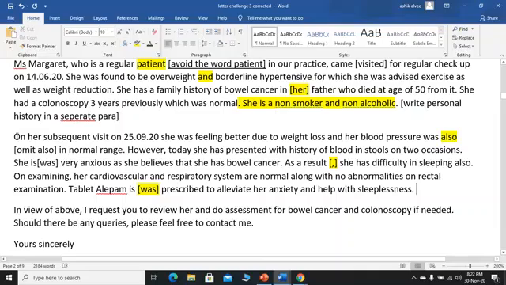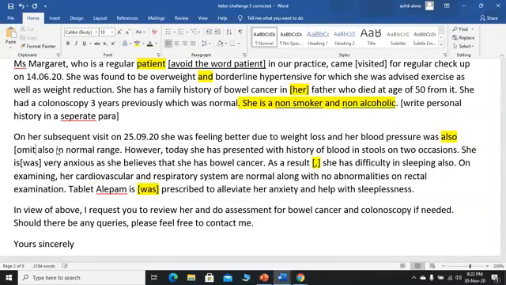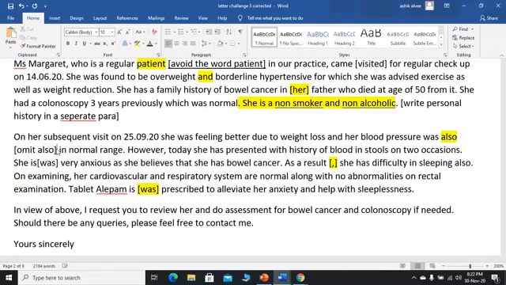Okay, on her subsequent visit, she was feeling better due to weight loss and her blood pressure was also, omit "also". This is informal, we have already discussed that. So omit "also": in normal range. However, today she has presented with history of blood in stools on 2 occasions. This should be "she presented with".